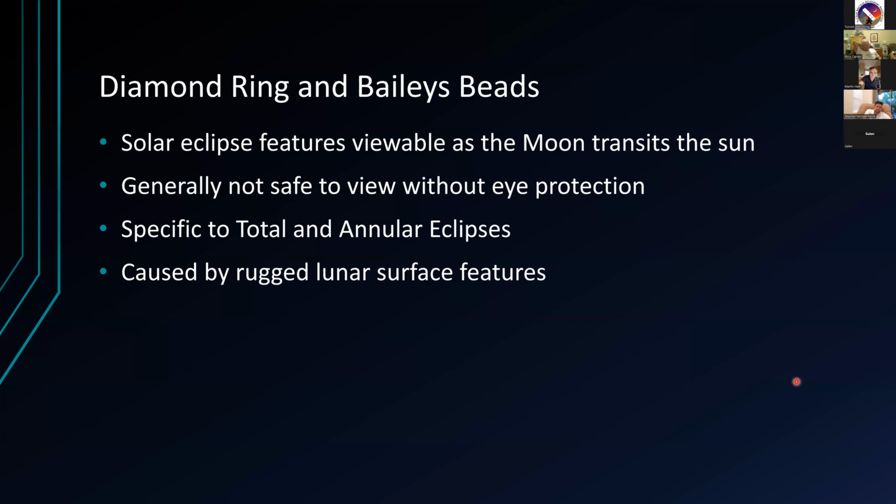They are primarily resolved by various features on the lunar surface. As we've seen in Apollo pictures, the moon is not a perfect sphere. It does have hills and valleys, and those are responsible for forming these two very specific features of solar eclipses.